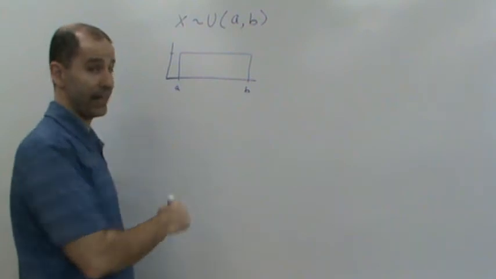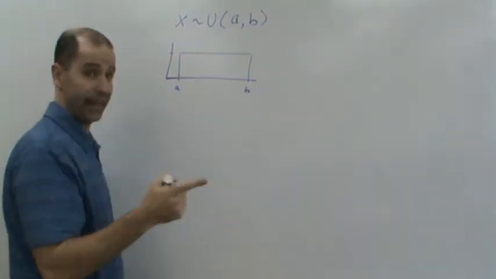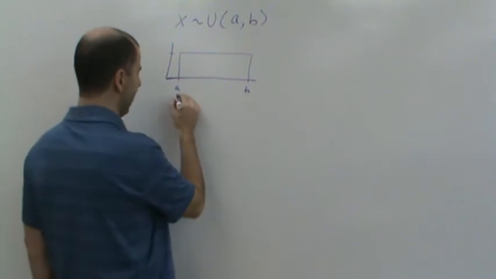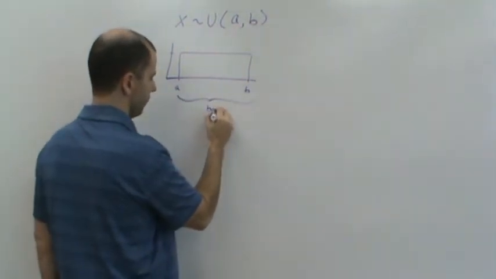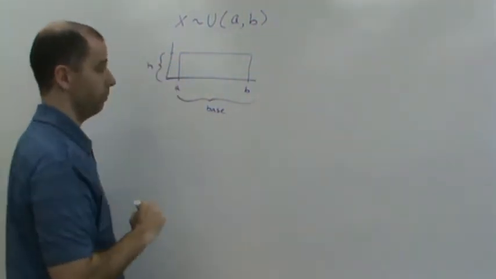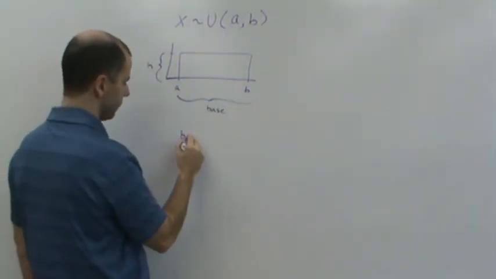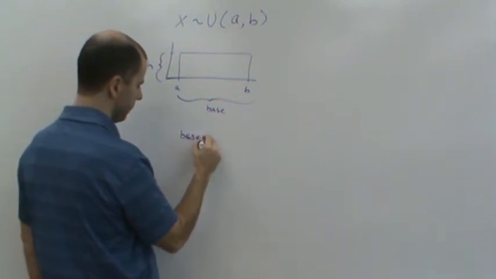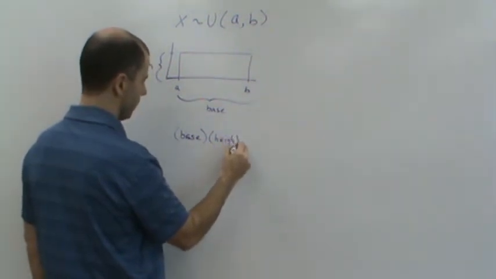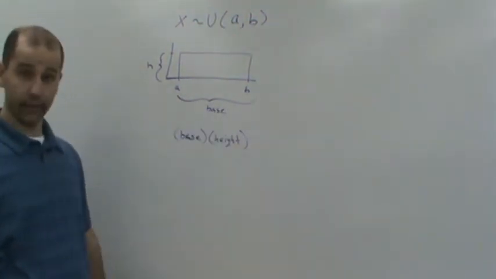Well, what is this? It's a rectangle. How do you find the area of a rectangle, right? We talked about it: base times height. Well, this is the base, and this is the height, right? So how do you find the area of a rectangle? Base times height. And what does the area of this rectangle have to be? 1.